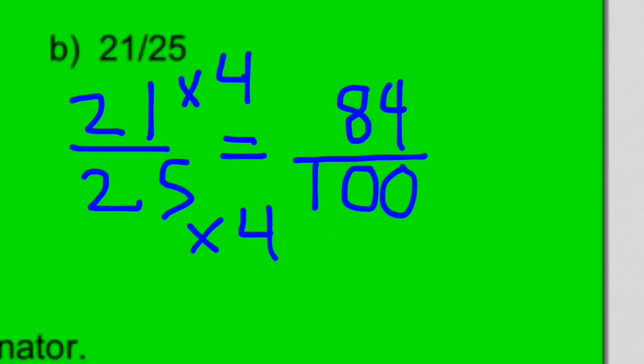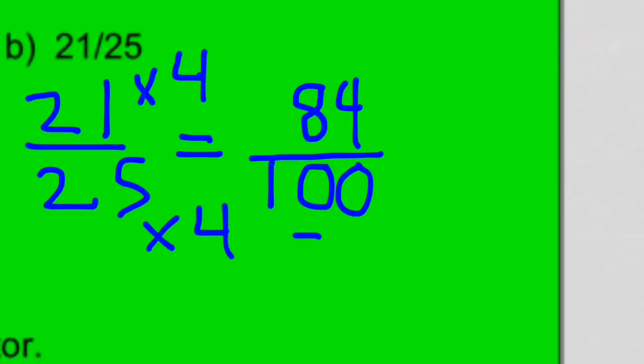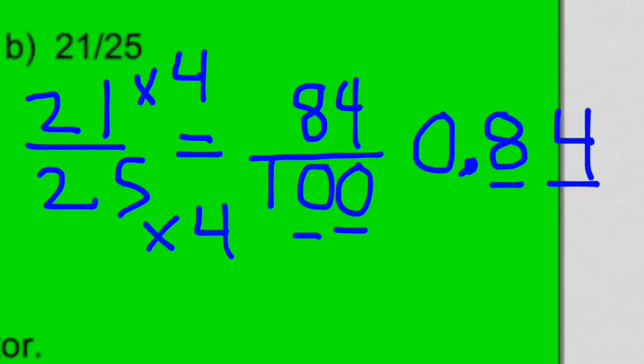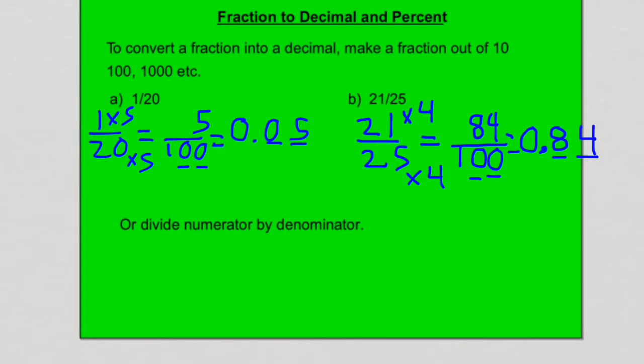Once I have it out of 100, it's happy times, because the 2 zeros on 100 tell me the number of decimal spots: 1, 2. In those spots go 8 and 4, with a 0 placeholder in the ones spot, and there's my decimal, 0 and 84 hundredths. So those are 2 grade 7 examples of how you convert a fraction into a decimal.